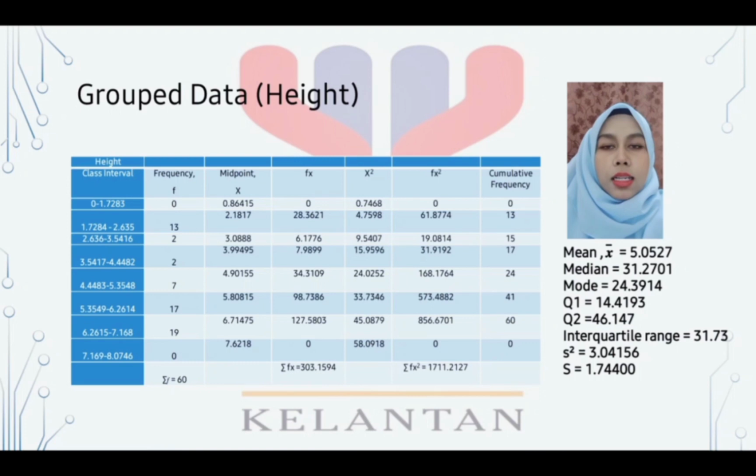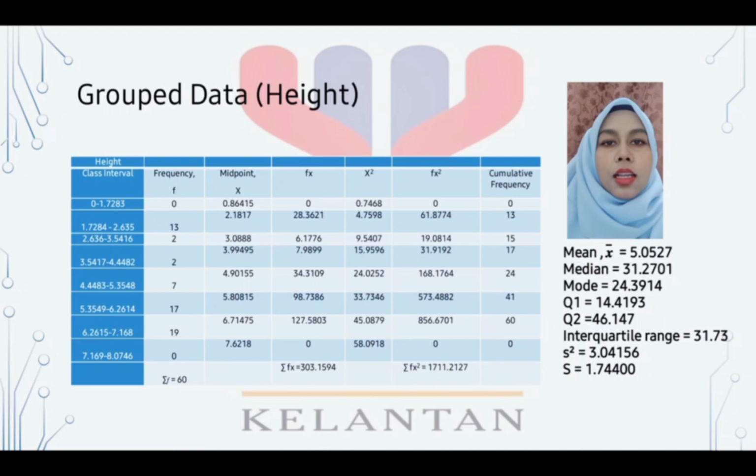After we got the answer, we can do the next step to compile or complete all the data in a table. After we have completed the table, we can do numerical descriptive measures such as mean, median, mode, quartile 1 and quartile 2, interquartile range, and also the variance and standard deviation.